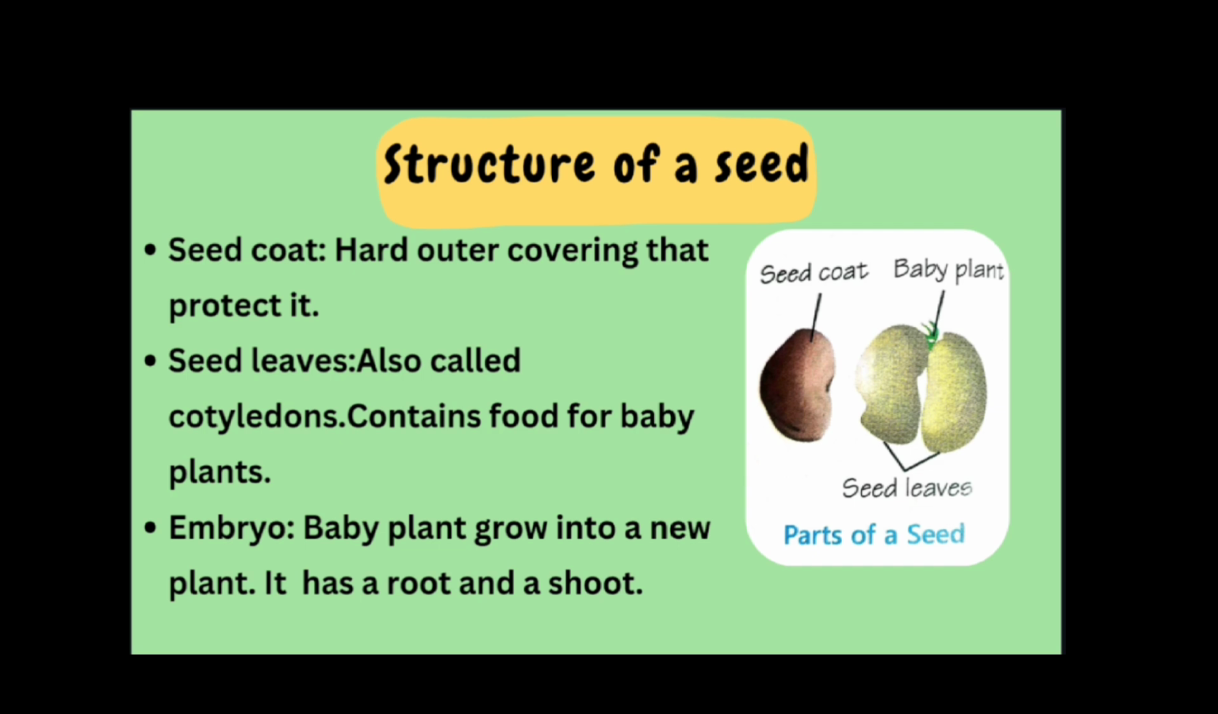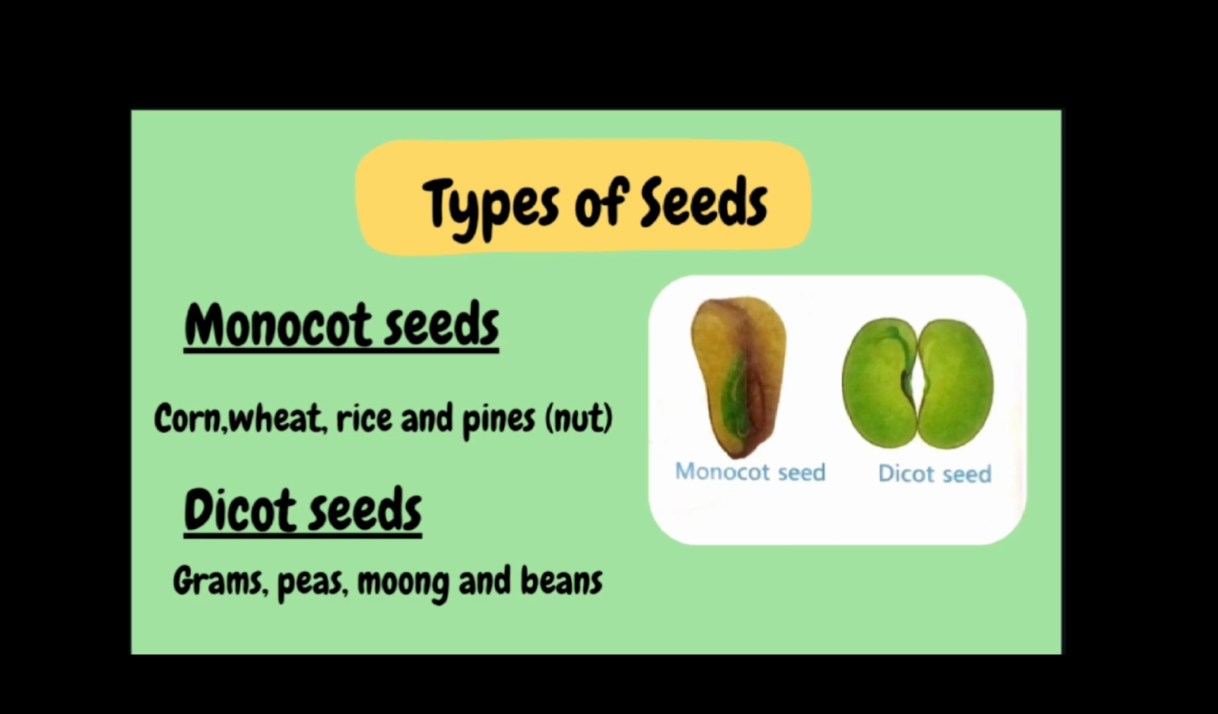Structure of a seed. A seed mainly consists of three parts: a seed coat, seed leaves, and an embryo. Seed coat is the hard outer covering of the seed that protects it. Seed leaves are also called cotyledons. They contain food for the baby plant. Some seeds have one cotyledon and others have two cotyledons. Embryo is a baby plant that grows into a new plant. It has a root and a shoot.